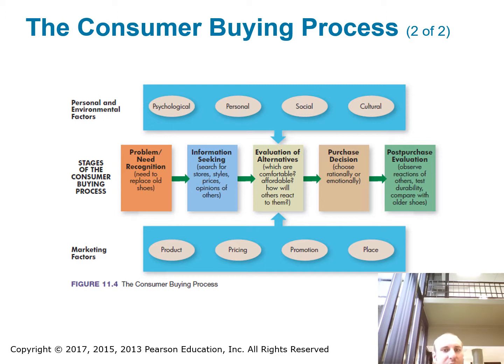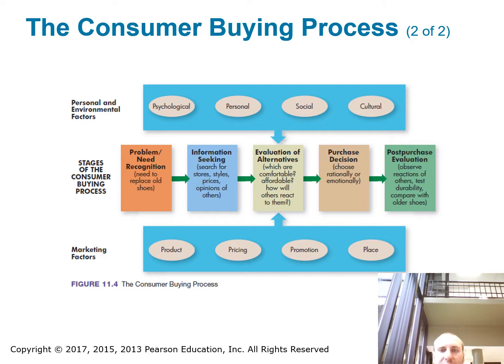Stages of the consumer buying process: problem or need recognition, need to replace old shoes; information seeking, search for stores, styles, prices, opinions of others. Recently Payless Shoes was in the news that they were closing down all of their physical retail outlets. Evaluation of alternatives. Which are comfortable, affordable? How will others react to them?